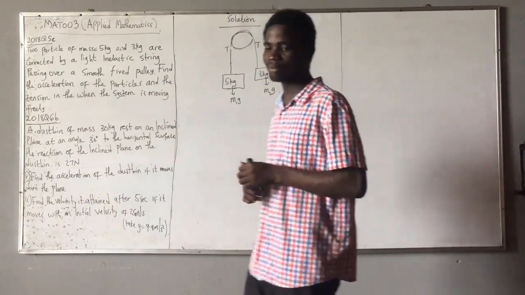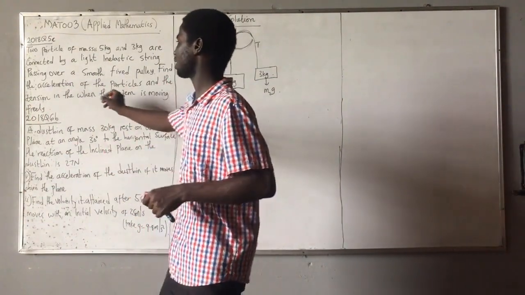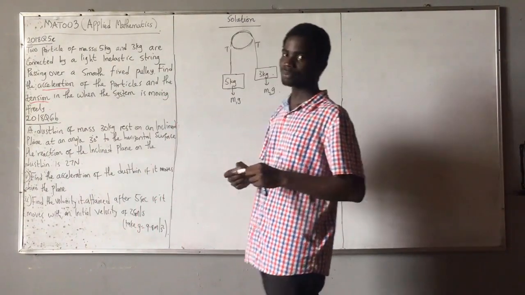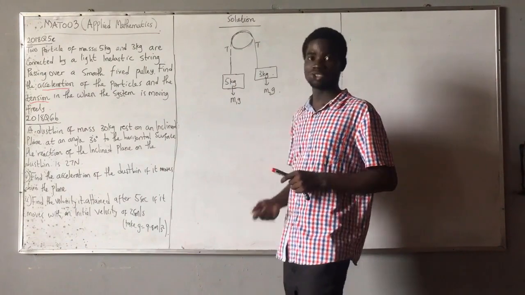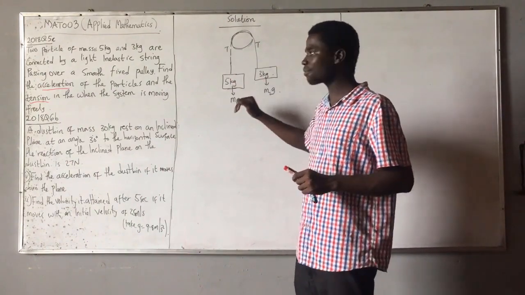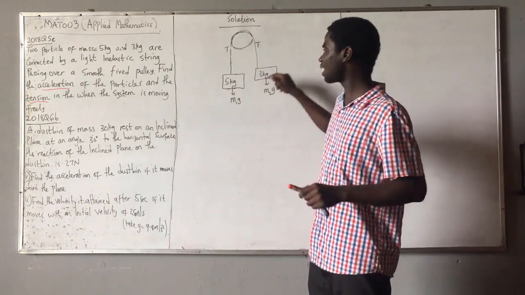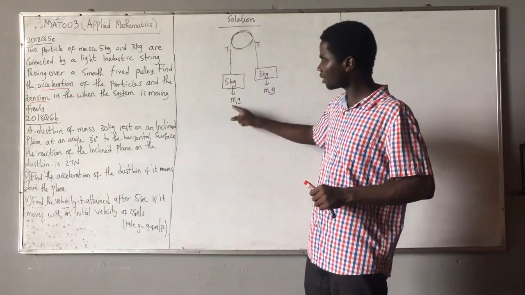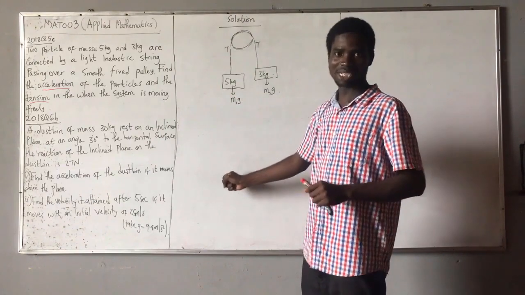There are two things I'm looking for in this problem. Number one is to find the acceleration, and number two is to find the tension. Of course, the force in a rope is called tension. Now, if this system is suspended freely, 5 kg is bigger than 3 kg, so this one will be coming down, because its weight is greater.